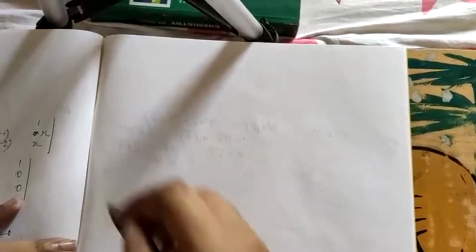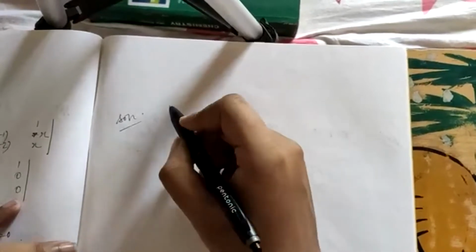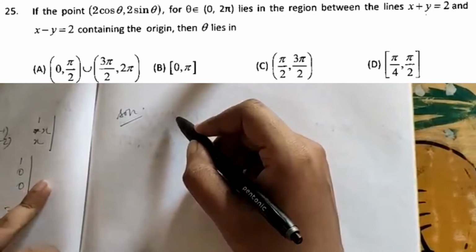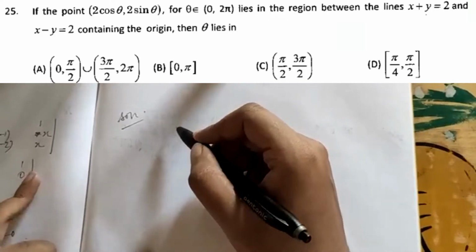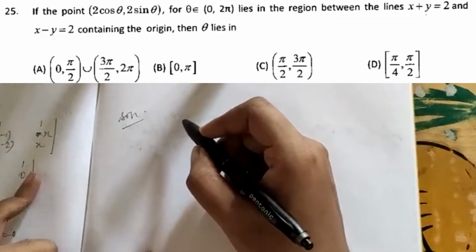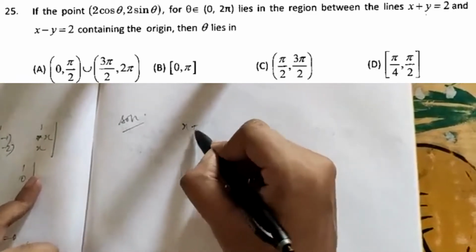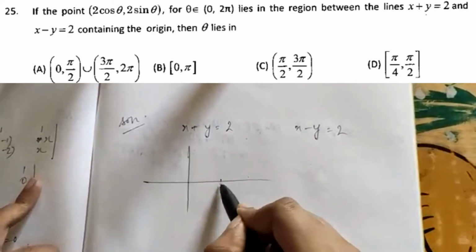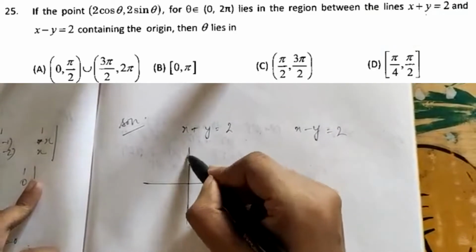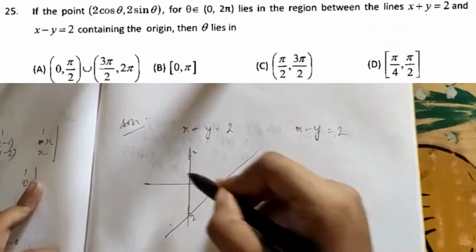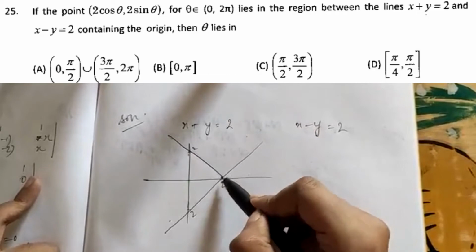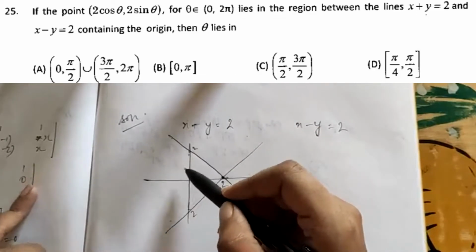It's question number 25. Okay, if the point 2 cos theta comma 2 sin theta for theta belongs to 0 comma 2 pi lies in the region between the lines x plus y equal to 2 and x minus y equal to 2 containing the origin. So x plus y equal to 2 and x minus y is equal to 2. If this is the point 2 and here is 2 and here is 2, the lines will be like this. So lying on the same between the region between these two lines containing the origin.